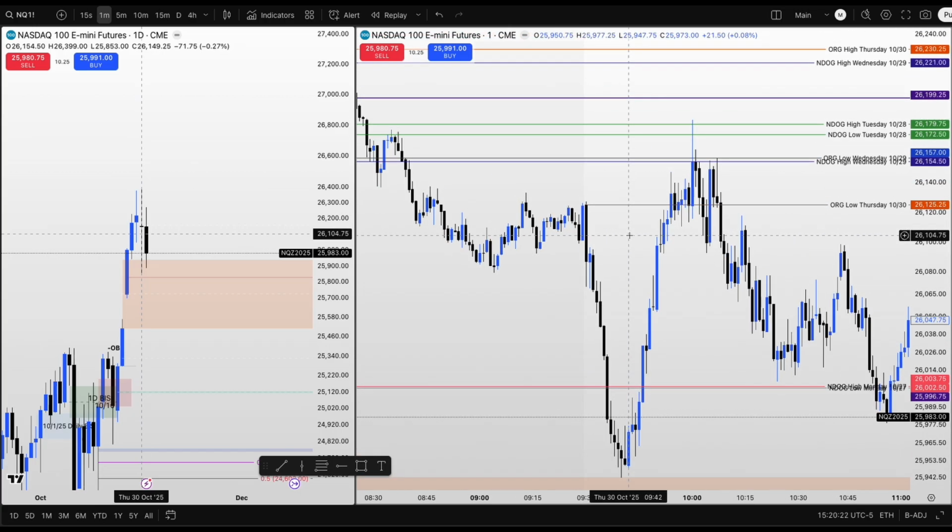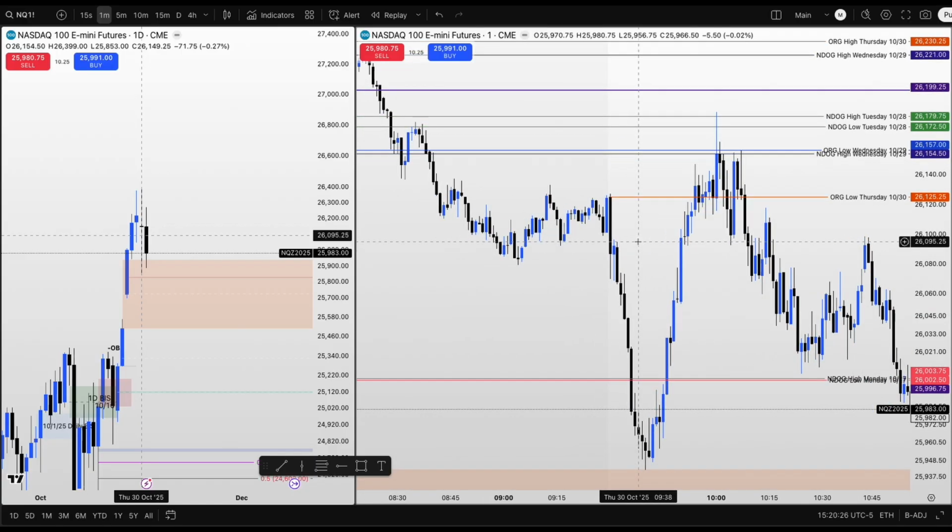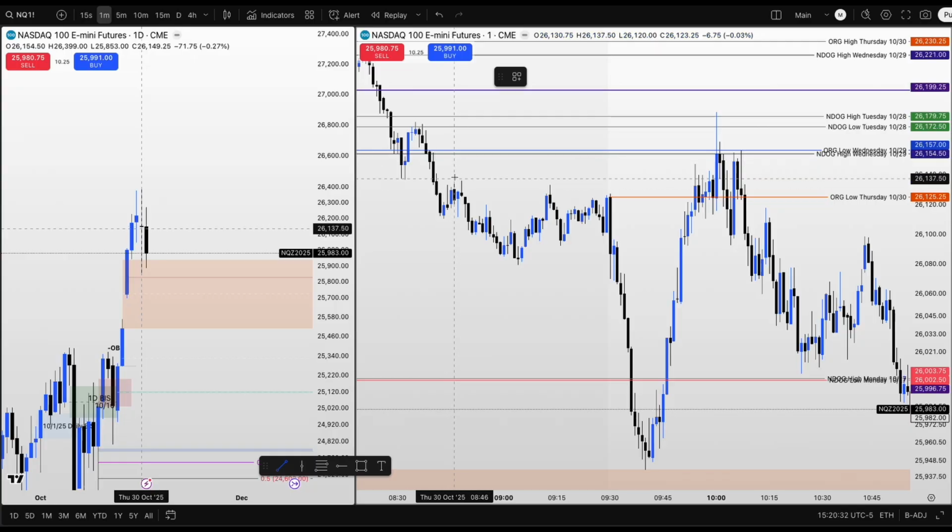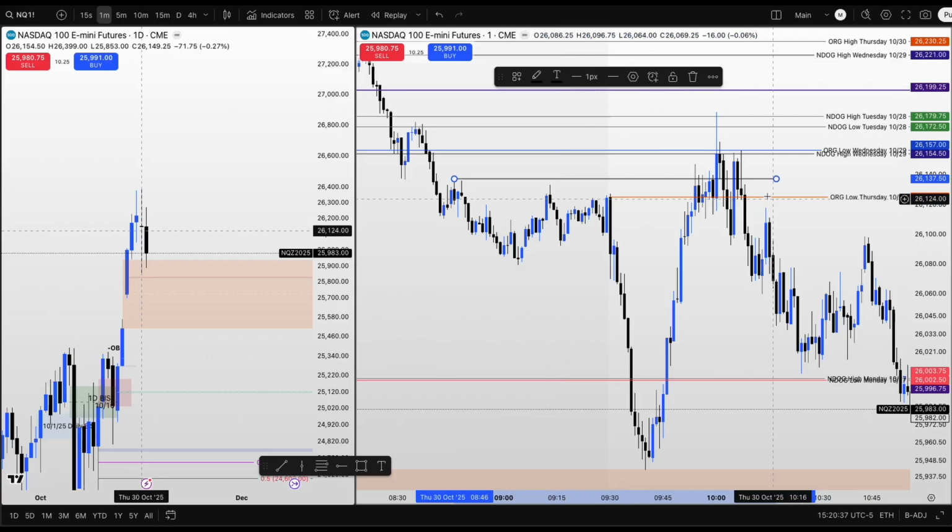Okay, so here on the right, I have the 1-minute chart here. And the way I like to start out is by always first annotating the relative equal highs and lows. So we had this clean buy side liquidity right here.